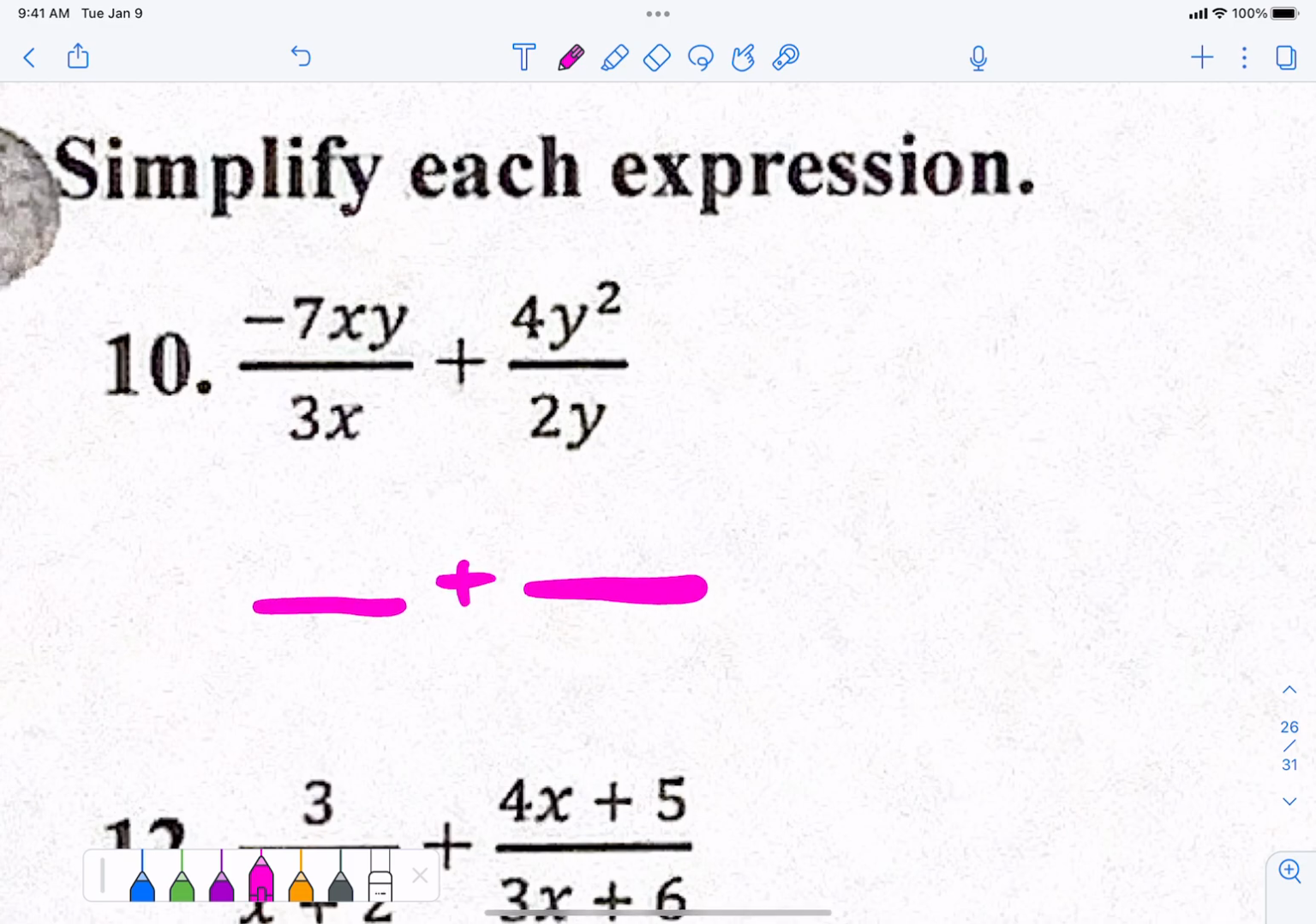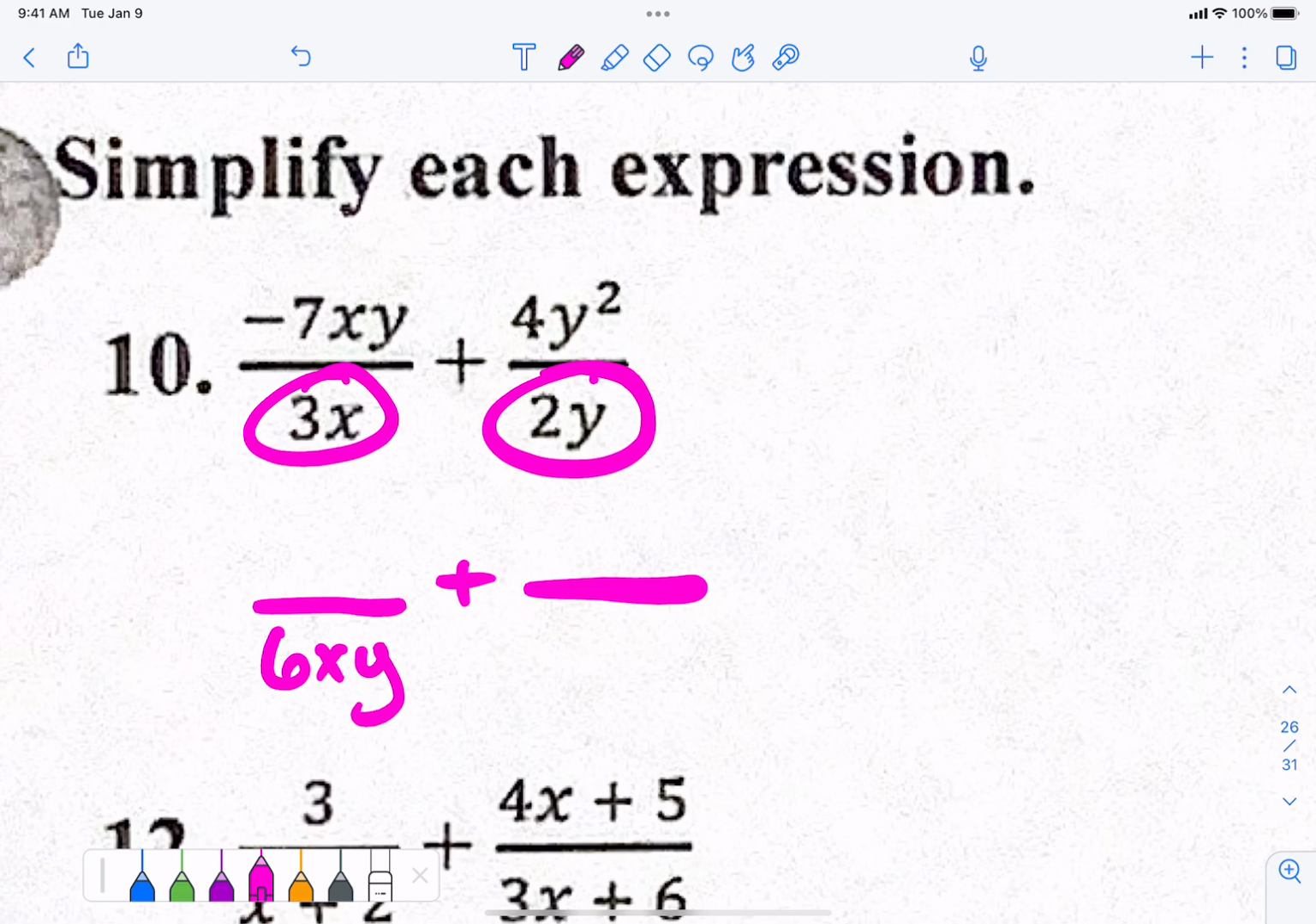Find a common denominator. I have 3x and 2y. Just like we found the least common multiple a second ago, what's my least common multiple of 3x and 2y? 6, and x and y. There you are, 6xy. So we've got negative 7xy and 4y squared.